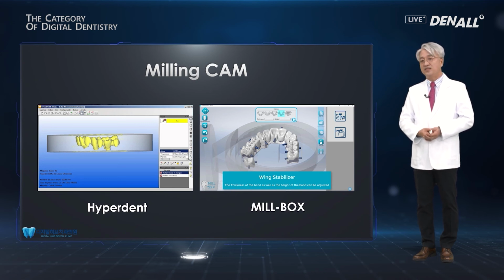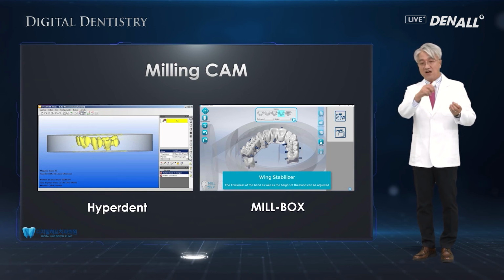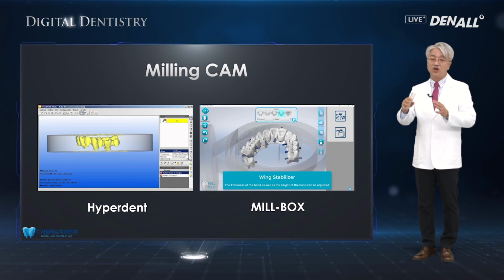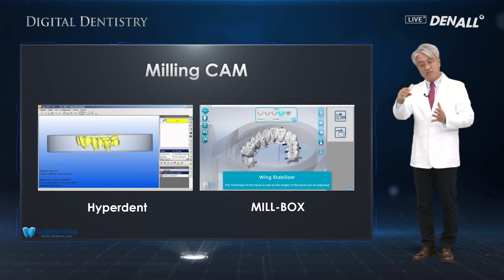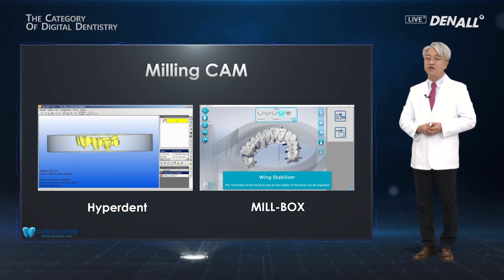So in CAD-CAM milling, as I explained in earlier lectures, I emphasize that you design with the CAD, and the CAD machine has 3D shapes and the cutting, the milling, is controlled, and the path is designed with the CAM software. And Hyperdent and Mailbox are the CAM software mostly used for that type of milling planning.